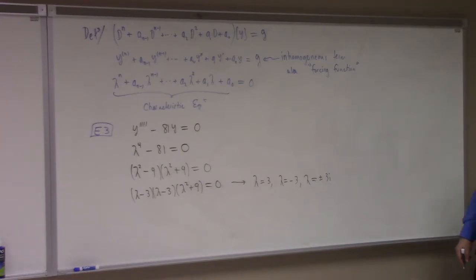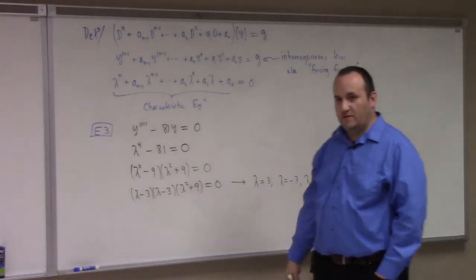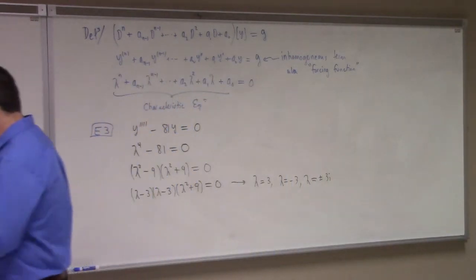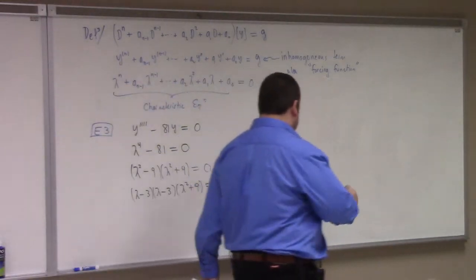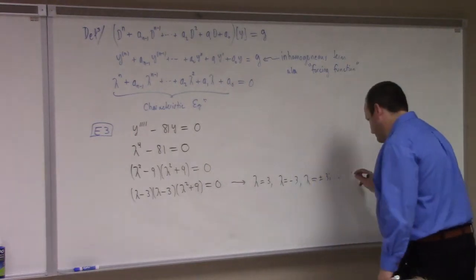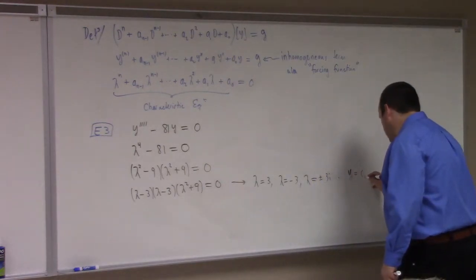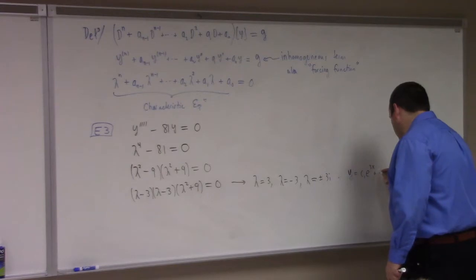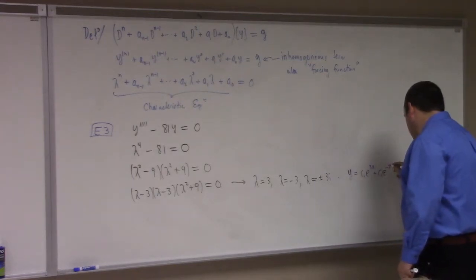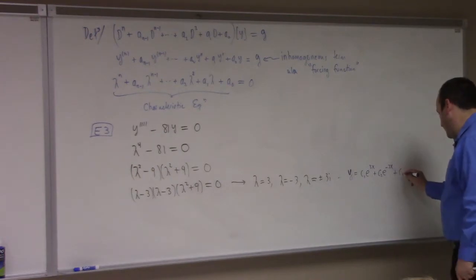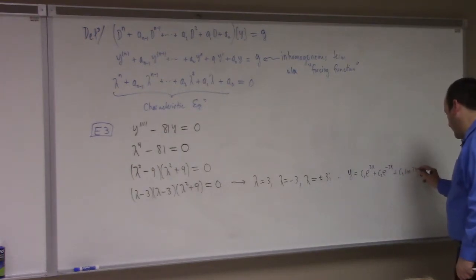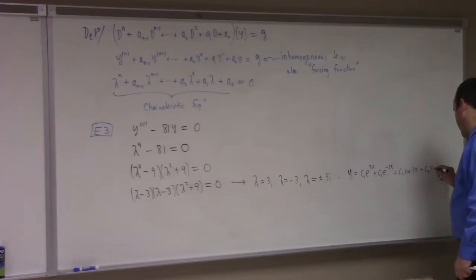And then we can write down the general solution, right? What is it? We have c1 e to the 3x, c2 e to the minus 3x, plus c3 cosine 3x, plus c4 sine 3x, right?